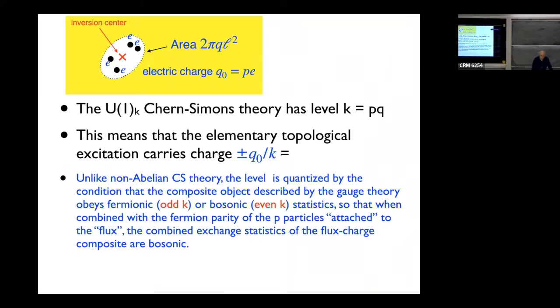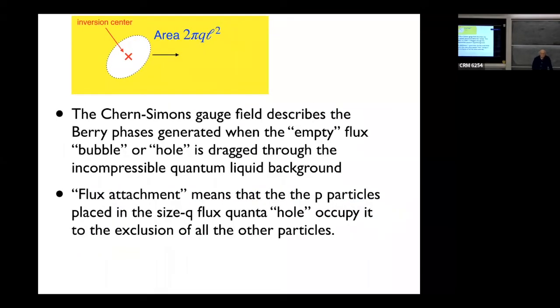So if I take a look at the actual Chern-Simons part of it, it's a little empty region of area 2 pi QL squared, which has an inversion center. And where does the Chern-Simons gauge field come from? It's nothing to do with gluing magnetic flux onto particles in the old way that was thought about in the early 80s and 90s.